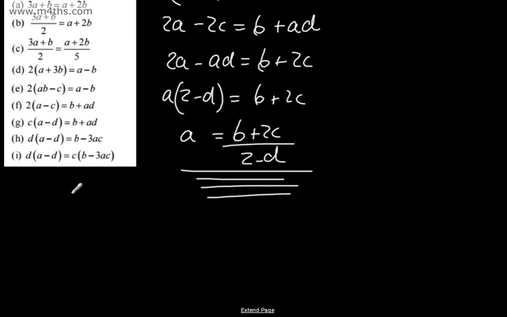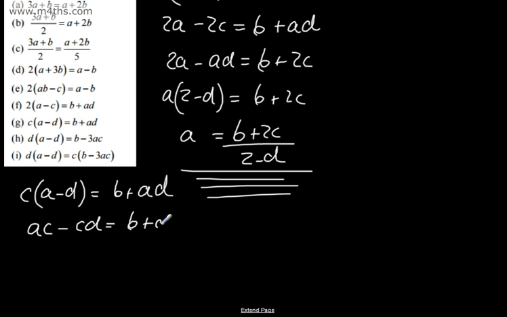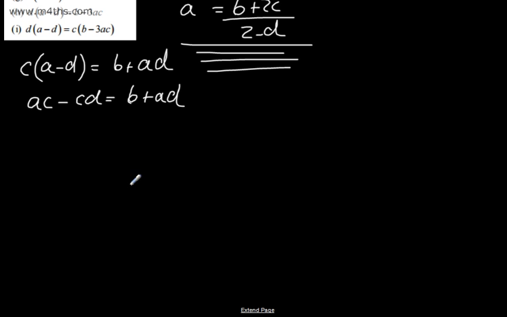Let's do this one. So we've got c bracket a minus d is equal to b plus a multiplied by d. Expanding the brackets, I could write ca, I prefer it alphabetically, so I'm going to write ac minus cd is equal to b plus a multiplied by d. Everything on the left with an a, everything on the right without. ac minus ad is equal to b plus cd.